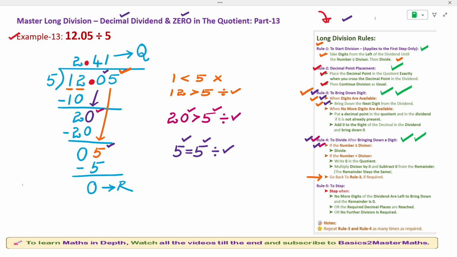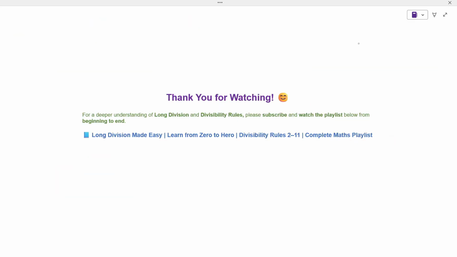Observe, this division is complete because no more digits of the dividend are left to bring down, and the remainder is 0. Got it?